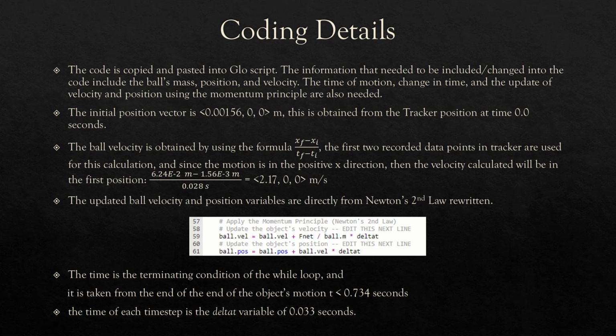The updated ball velocity and position variables come directly from Newton's second law rewritten. You can see this on lines 59 and 61, where it says ball.vel is equal to ball.vel plus fnet divided by ball.m times delta t, and on line 61 as well. The time is the terminating condition of the while loop, and it is taken from the end of the object's motion: t is less than 0.734 seconds. The time of each time step is the delta t variable of 0.033 seconds.